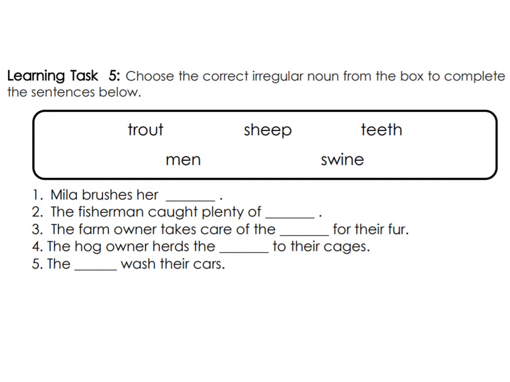Number 4, the hog owner herds the blank to their cages. The correct answer would be swine. And then number 5, the blank wash their cars. The correct answer is men.